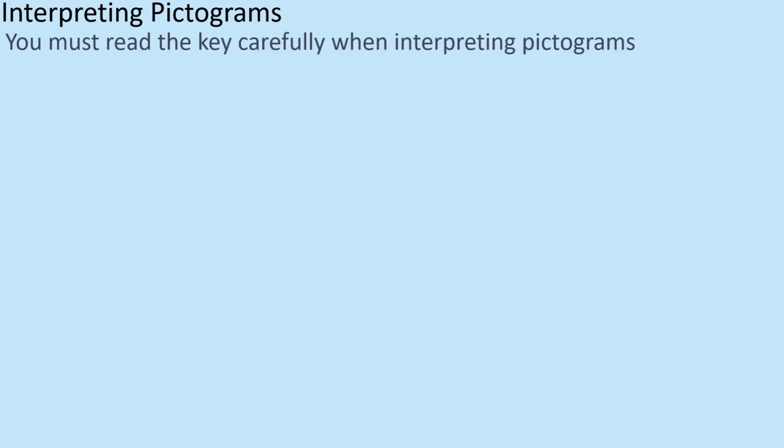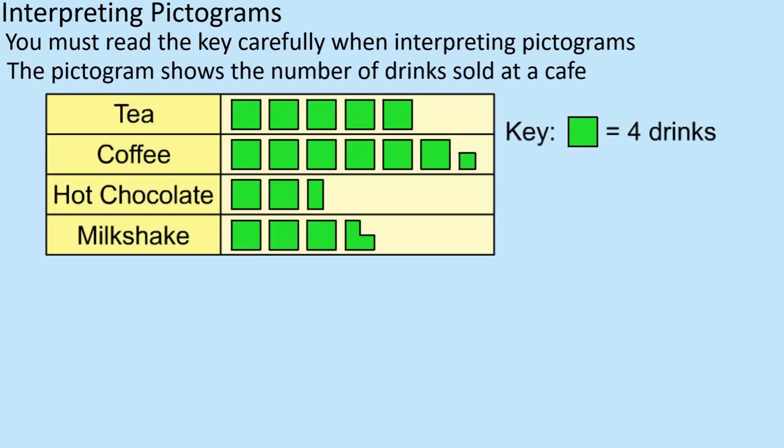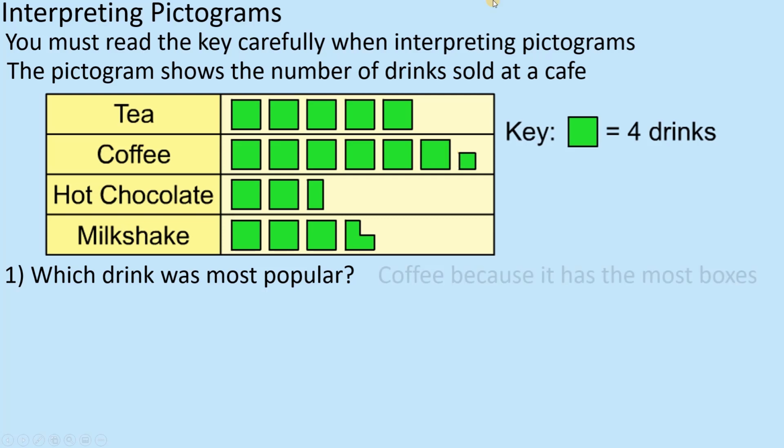Okay, so let's put that into context and interpret one. When we interpret something, you've got to read the key carefully, which I've just mentioned, and then from that identify the numbers it represents. So here we go. You've got someone either buying drinks or selling drinks, I don't really know. You've got tea, coffee, hot chocolate, milkshake, and then a pictogram representing however many of those they bought or sold. Which drink was most popular? That should be relatively straightforward. It's the one we've got the most of, so that's going to be coffee. We're not even asked how many, we just go with coffee because it has the most boxes.